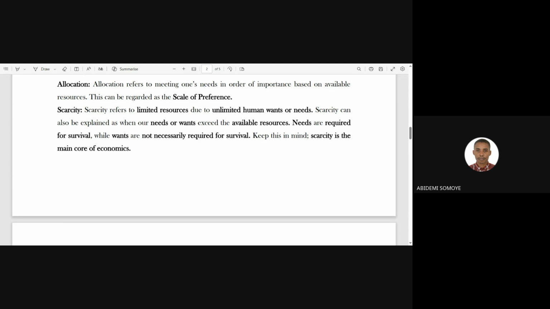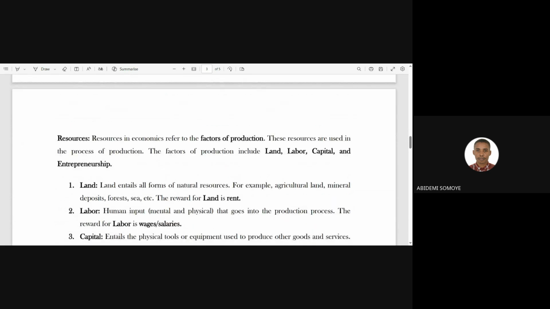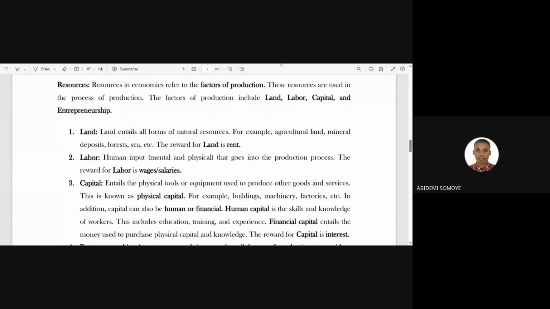Just like I mentioned to you, the reason why we are talking about economics is because the resources do not seem to be enough. And so we have to continually find ways to manage our resources to be able to meet our needs. And what are those resources? Land, labor, capital, and entrepreneurship. Okay, what is the reward for land? Rent. What is the reward for labor? Wages and salaries. What is the reward for capital? Interest. What is the reward for entrepreneurship? Which is profit or loss.